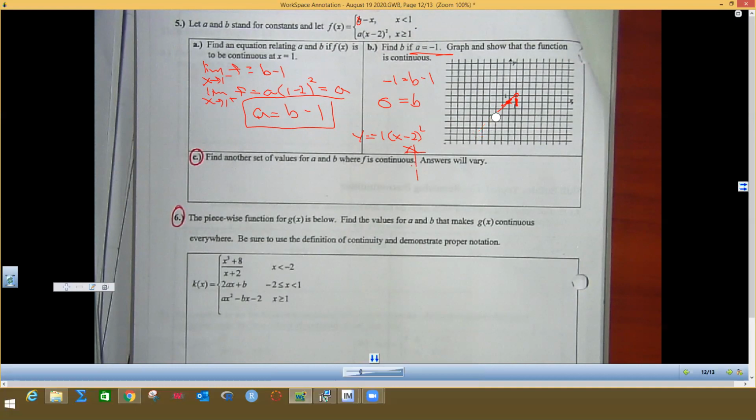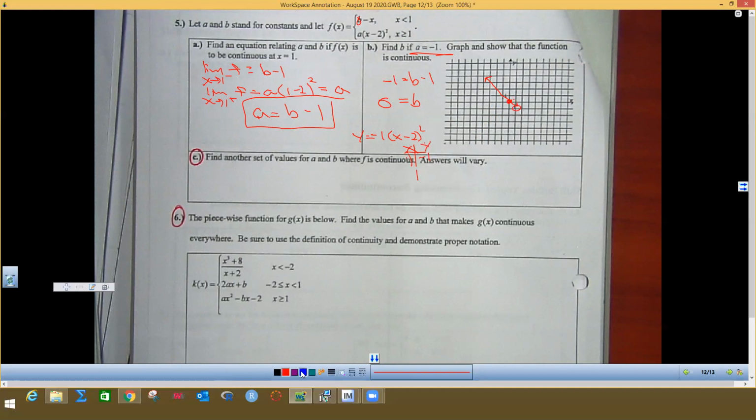Oh, I did a positive slope there. I messed that up. This should have been a negative slope. The y-intercept is the origin, and it is a negative slope. That graph should have been going like that. I screwed that up. My bad. And then when I plug in one here, I get out negative one there for that y.